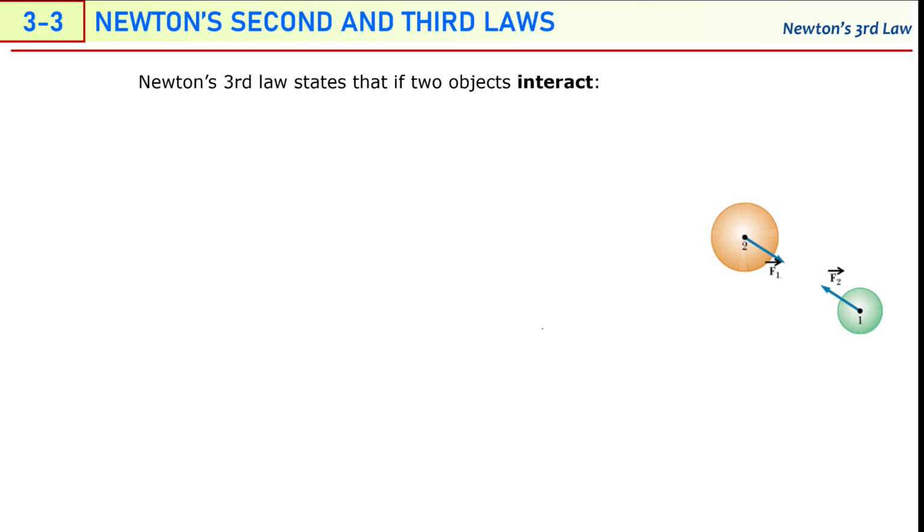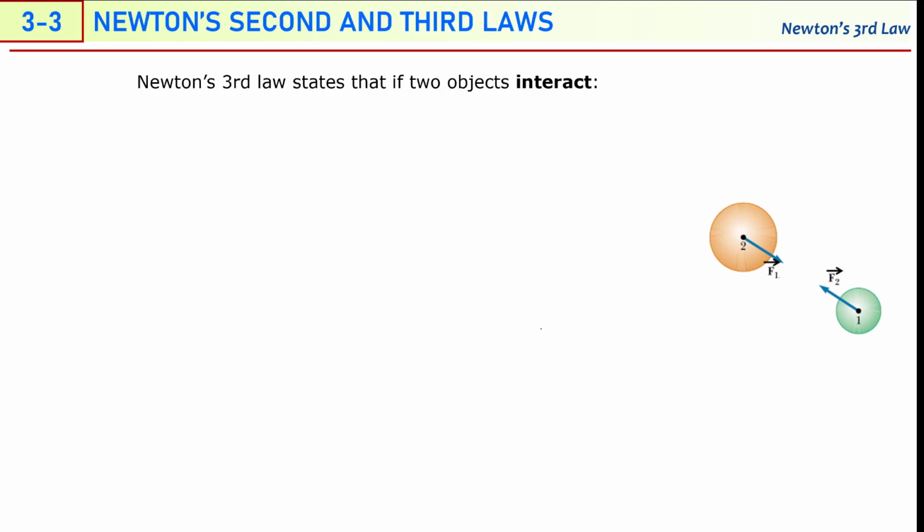Newton's third law states that if two objects interact, and this interaction can be between two objects which are not in contact as well, two objects which are not in contact can also interact, just like the sun and earth. The sun and earth are also in interaction, they can also apply force on one another. Newton's third law is talking about this interaction.